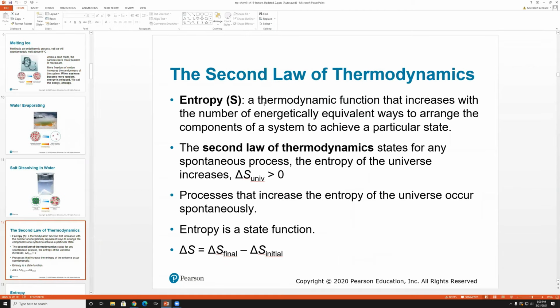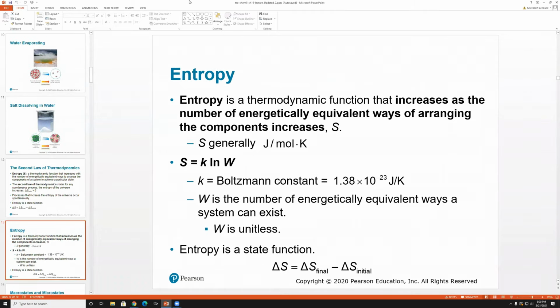So here's entropy. It is a state function that increases with the number of energetically equivalent ways to arrange components, meaning the more ways of configuring the particles in a system, the more entropy those particles have. Processes that increase entropy in the universe are spontaneous. So more entropy, more spontaneous.